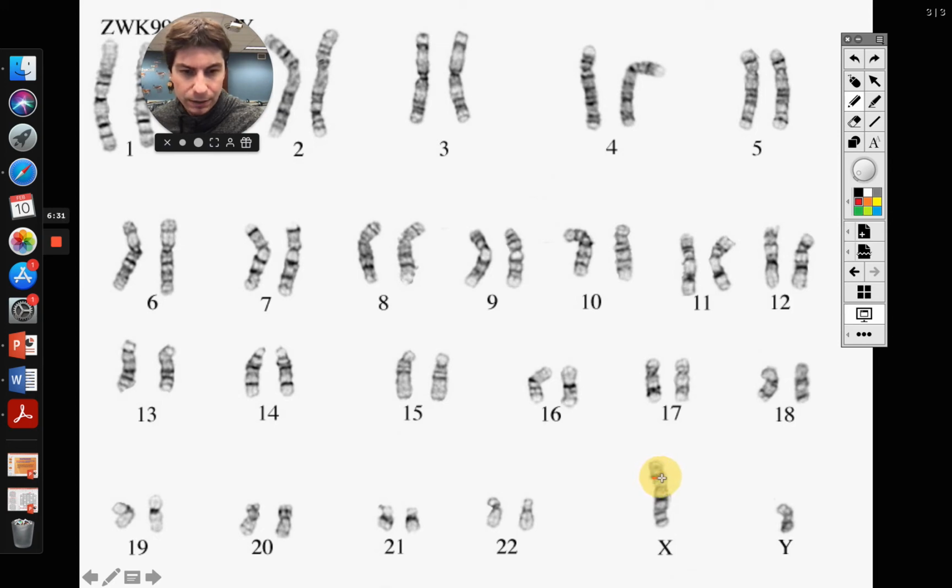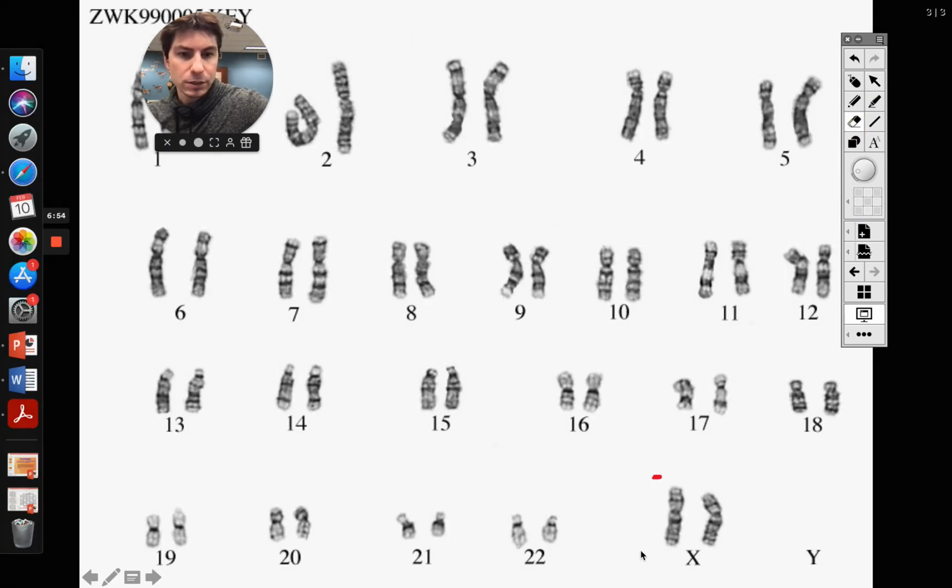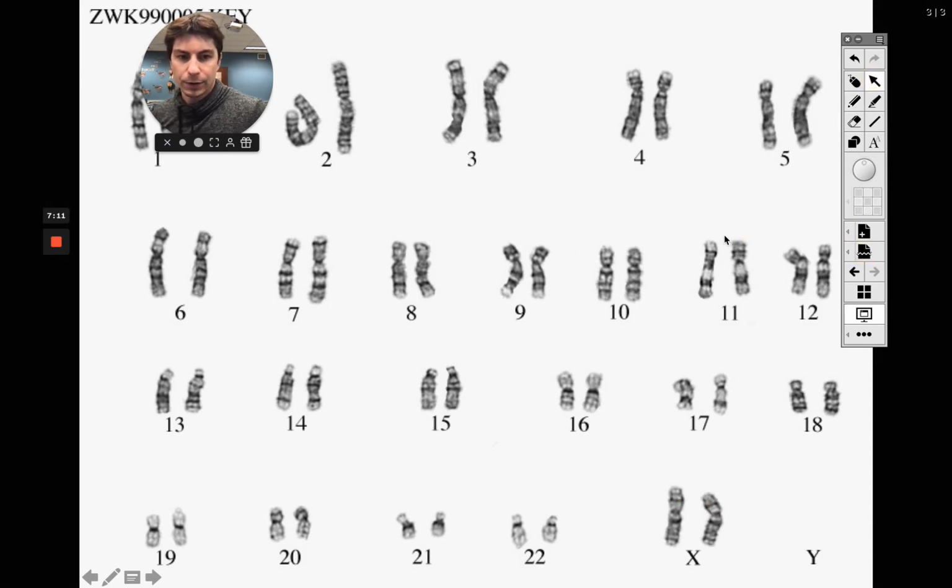So let's say right here is where the trait is for color blindness. Go over to the Y, there's nothing there, okay? So males are going to only have one allele for that trait for color blindness. Where if we look at a female karyotype, go to the next one here, females, they got two X's. So they are actually going to have two alleles for that trait for color blindness, okay? And I'll go into deeper depth with you with this stuff, guys, don't worry.